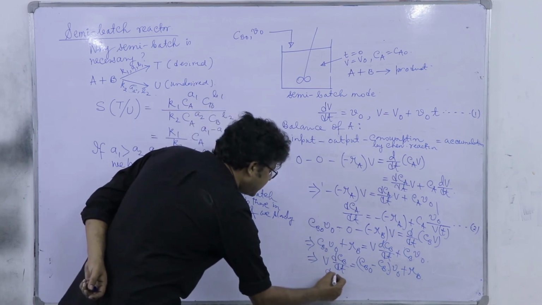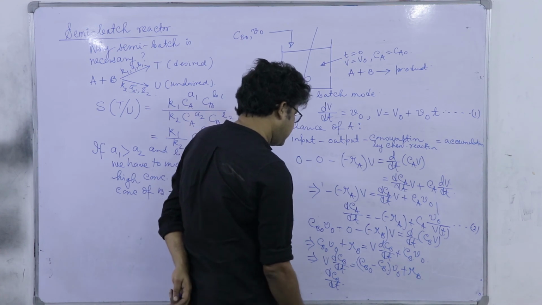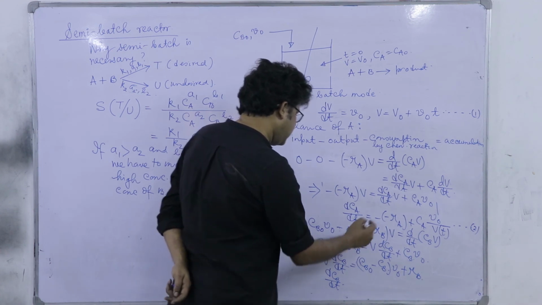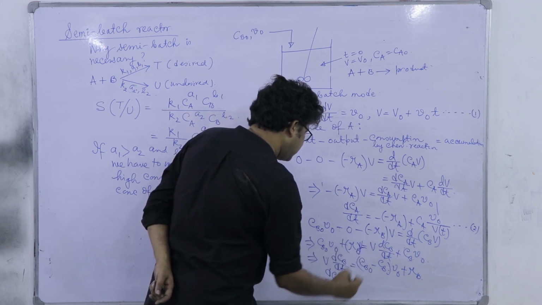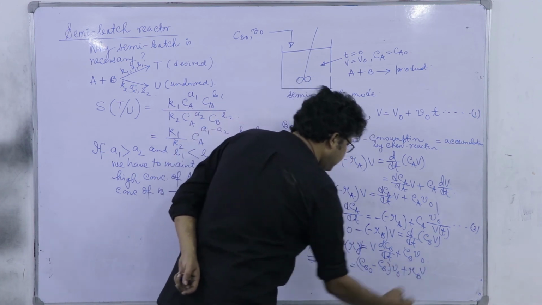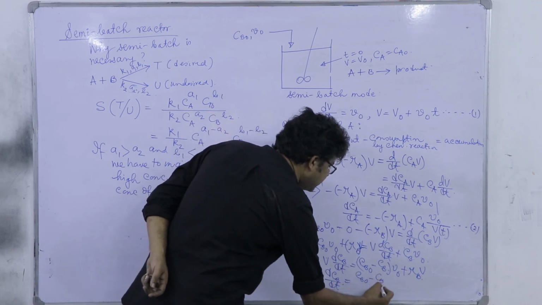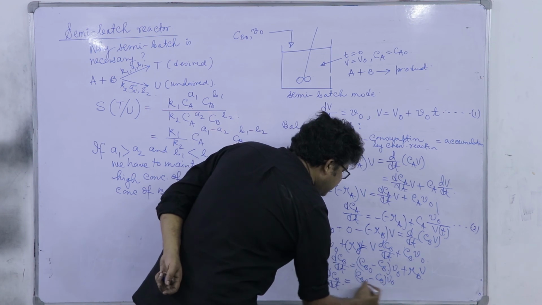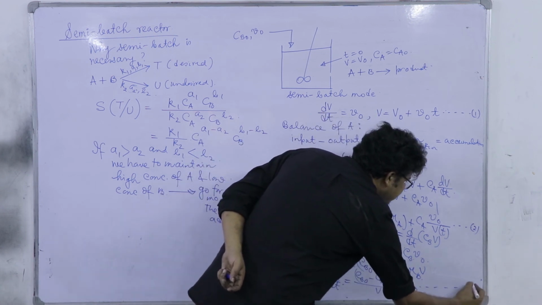And simply this dCb dt, yeah, Rb into V will be there. Sorry, I have missed that. V is there, Rb into V. So, this is dCb dt equals Cb naught minus Cb into V naught by V plus Rb. So, this is equation 3.